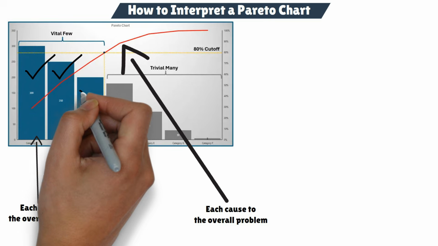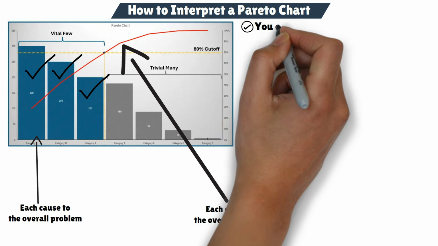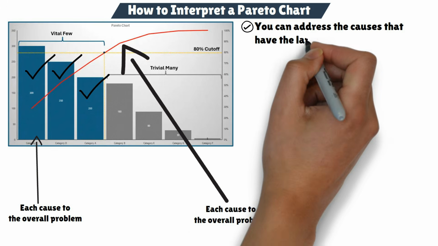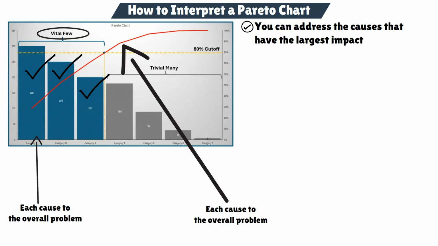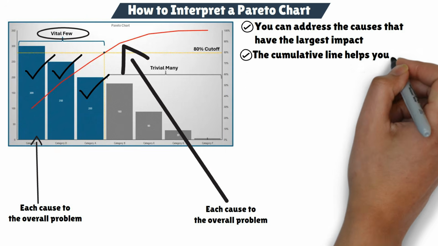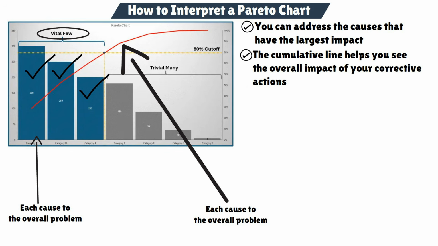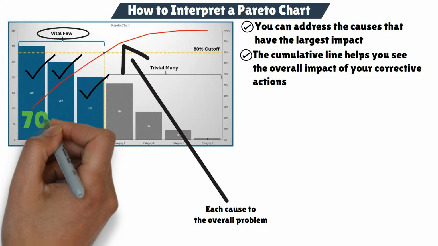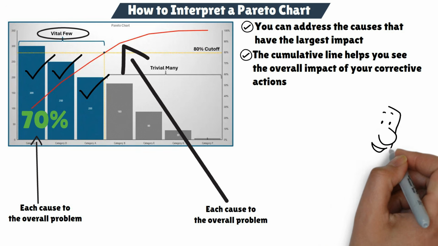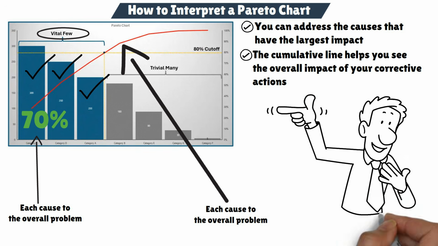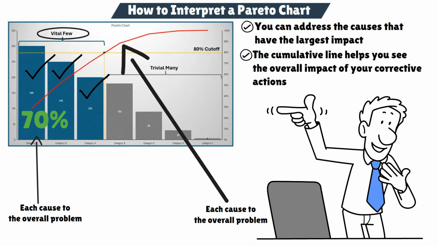By focusing on the first few bars on the left side, you can address the causes that have the largest impact. These are often referred to as the vital few. Addressing these issues first will give you the biggest improvements. The cumulative line helps you see the overall impact of your corrective actions. For example, if the first two bars contribute to 70% of the problem, solving those two issues could drastically improve your project performance or quality.